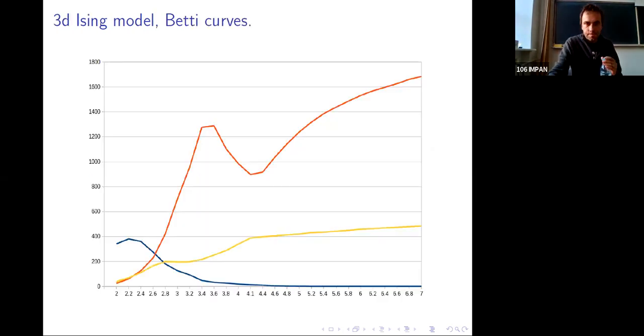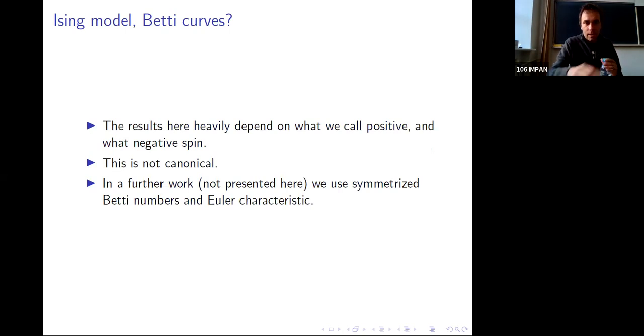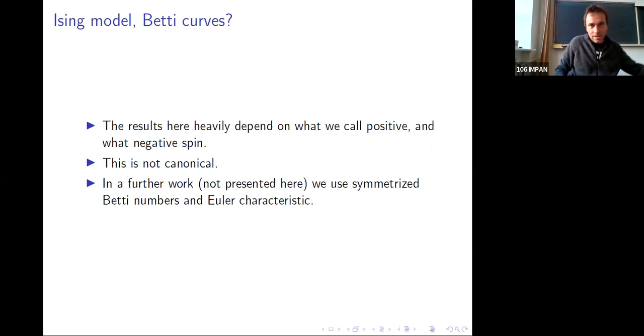Okay, so let's see where we are. Yeah, so I did lie to you a little bit. The reason being, I told you that I put a cube where the spin is up, and I put an empty space instead of a cube where the spin is down. The problem is what is up and what is down is arbitrary to some sense. This is not canonical.